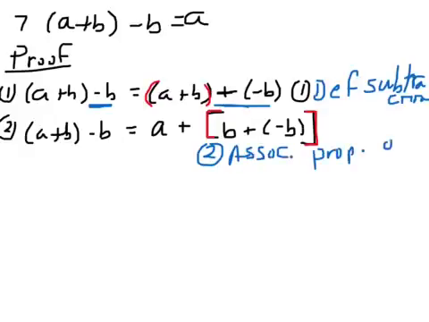That's the reason that we had to rewrite that minus B as plus negative B. If you remember, subtraction is not associative. You can't just change the order around, but if I change it to adding a negative, I can then work with reordering it. We don't have a law for associative property of subtraction, but we do have one for addition.